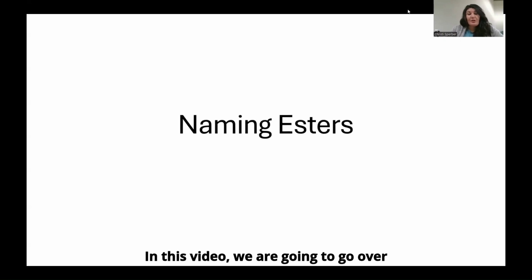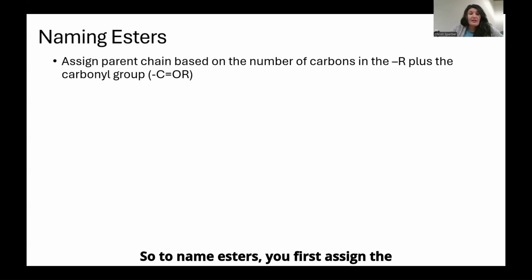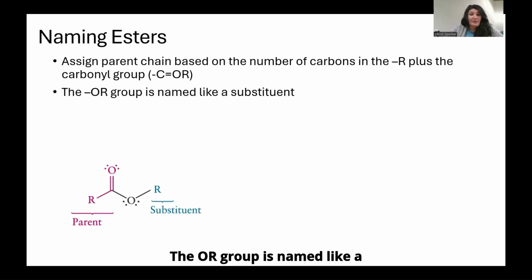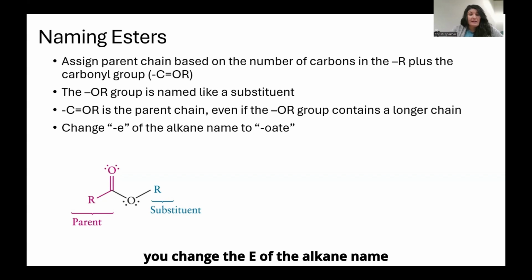In this video, we are going to go over naming esters. To name esters, you first assign the parent chain based on the number of carbons in the R group plus the carbonyl group, so the C double bonded to the O. The OR group is named like a substituent. The C double bonded to the oxygen and also bonded to the R group is the parent chain, even if the OR group contains a longer chain. You change the E of the alkane name to -oate.